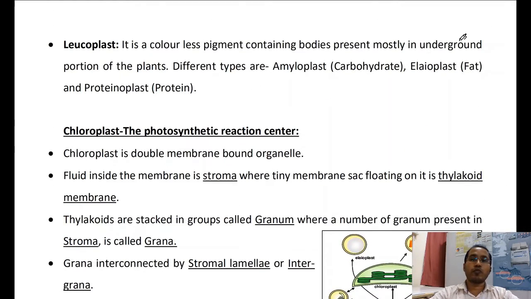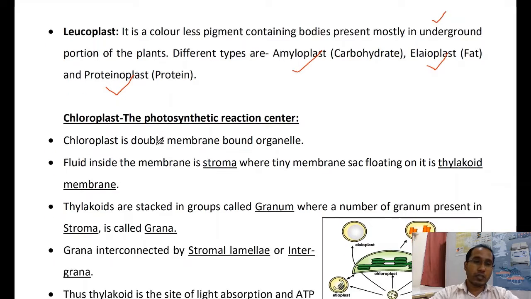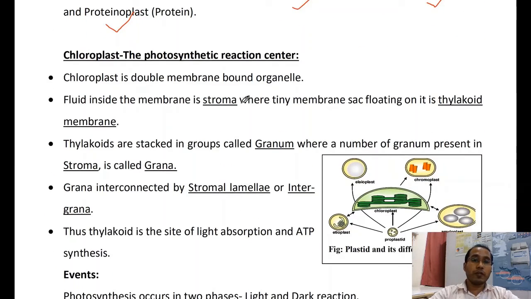So next one, leucoplast. Leucoplast is basically for white color. Under this, different types of leucoplast are amyloplast, responsible for carbohydrate synthesis, elaioplast, for fat synthesis, and proteinoplast for protein synthesis. Questions are coming. Chloroplast, the photosynthetic reaction center.